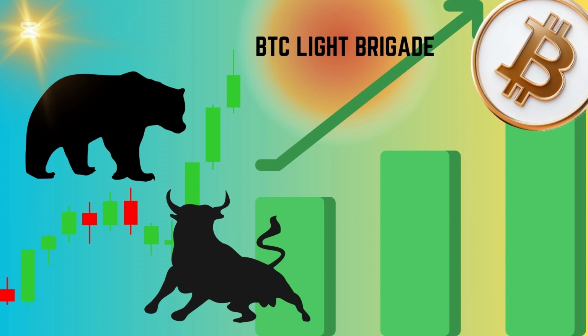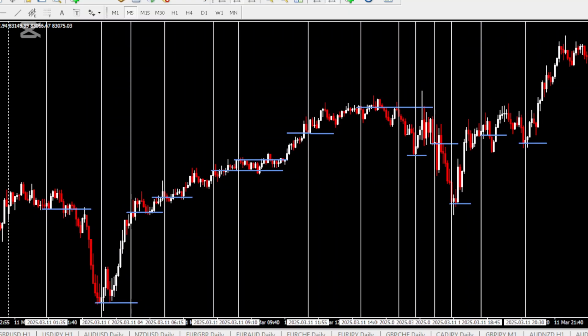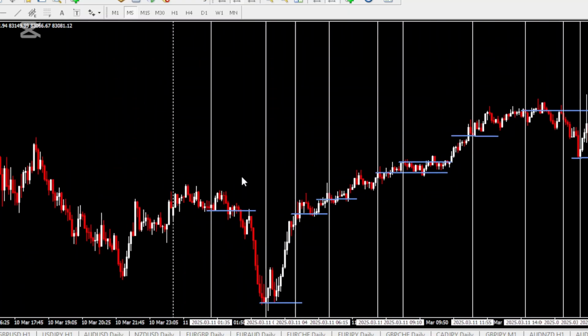Let's take a look at the BTC USD chart just to see what happened today. And over here is the entire session. This is when the Asian session started. Okay, so this would have been the evening of the 10th. All right, so the market's been going down, down, down, so we're looking for sell trades.